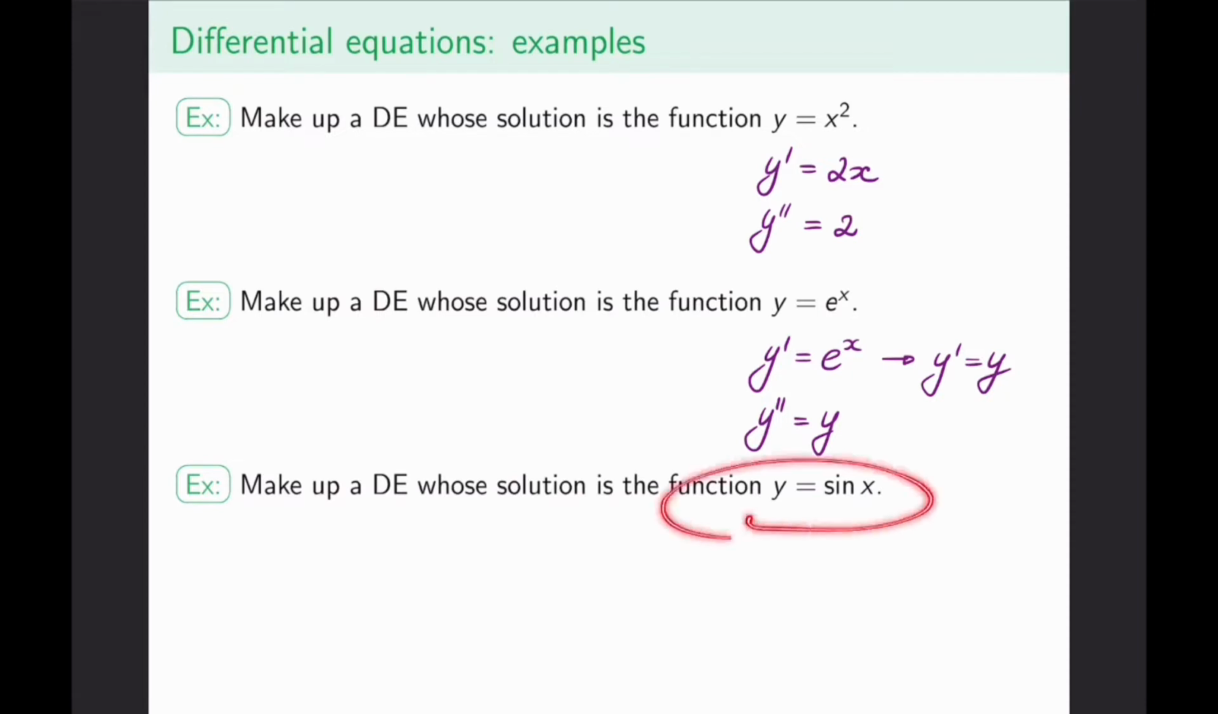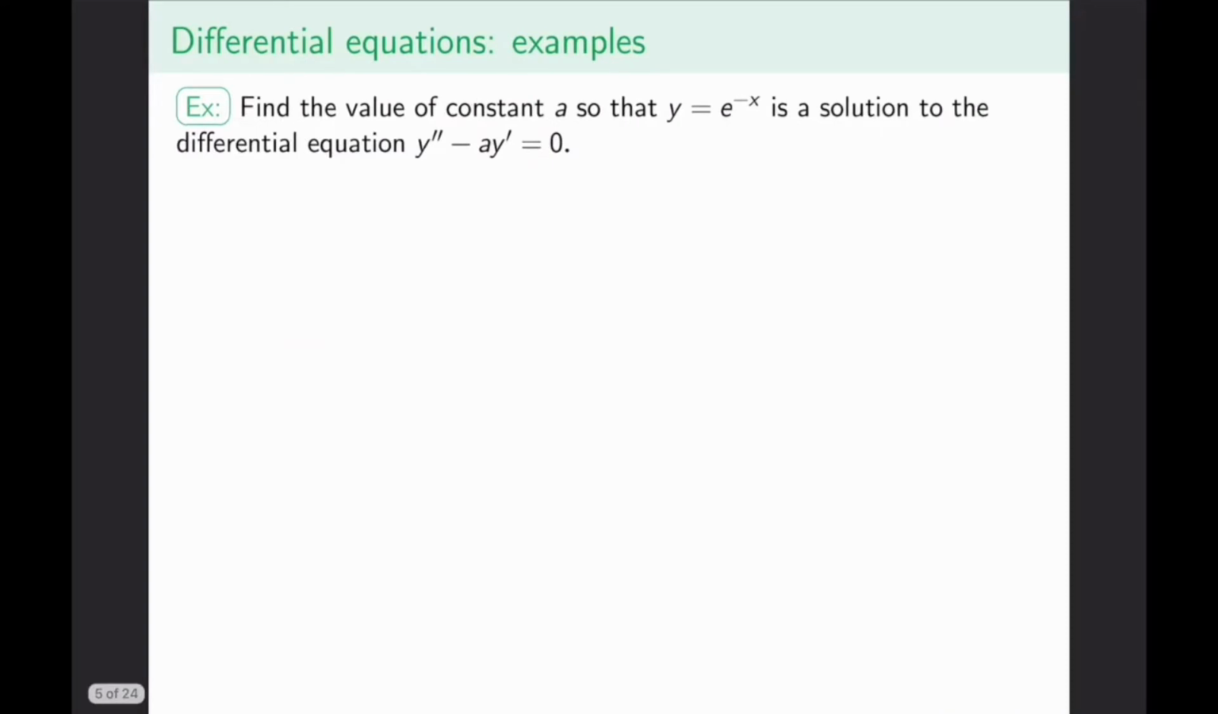See if you can do this for sine of x in terms of the differential equation that involves y prime and differential equation that involves y double prime. The other types of questions we can ask are of this particular kind. Find the value of a constant a so that a given function y equals e to the minus x is a solution to the given differential equation y double prime minus a y prime is equal to 0.